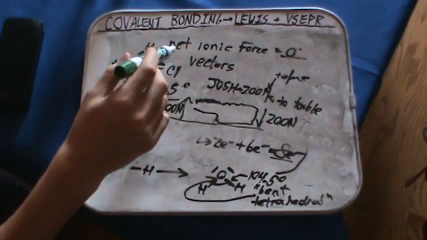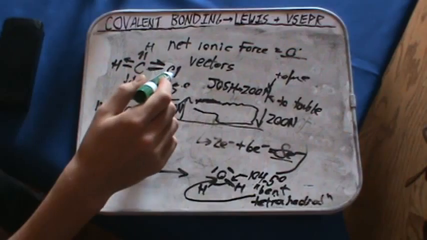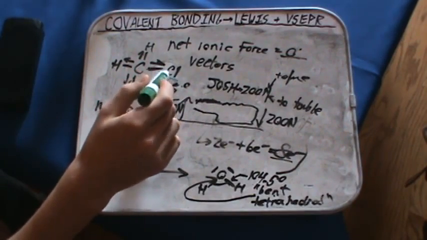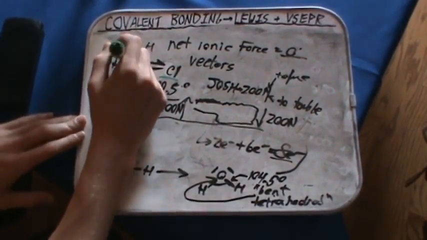However, if we replace one of these groups with a group that is not the same as the other one, so see here we replace the hydrogen with a chlorine, which has a higher electronegativity and thus pulls on the electrons more strongly, will create what we call a net ionic force.